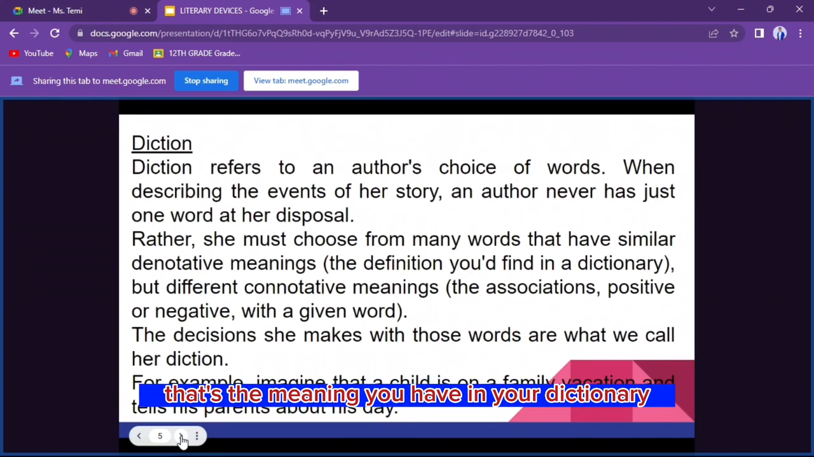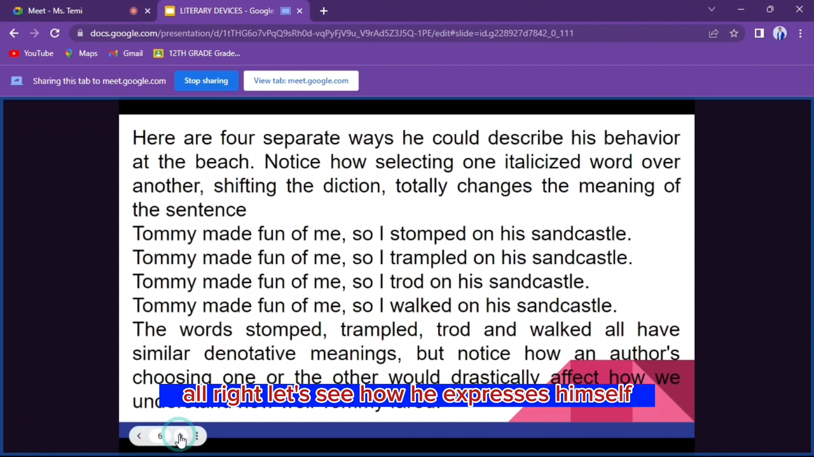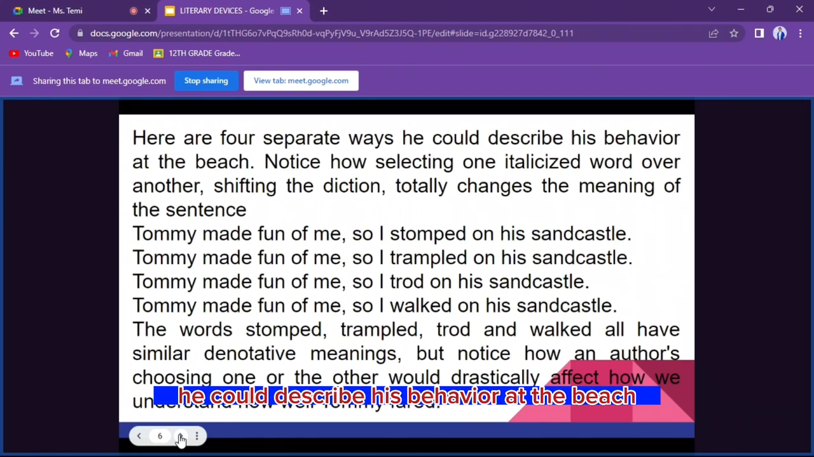That's the meaning you have in your dictionary, but different connotative meanings. That means the association of the word, whether positive or negative, with the given word. The decisions she makes with these words are what we call diction. How she's been able to use them in order to convey her meaning is what we call diction. Alright, for example, imagine that a child is on a family vacation and tells his parent about his day. Let's see how he expresses himself. Here are 4 separate ways he could describe his behavior at the beach.